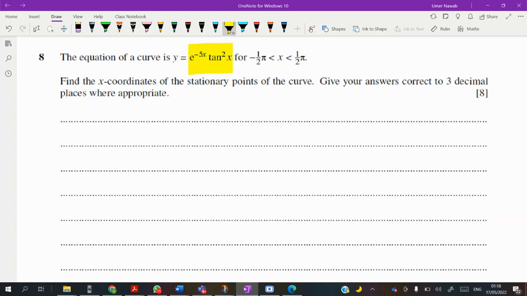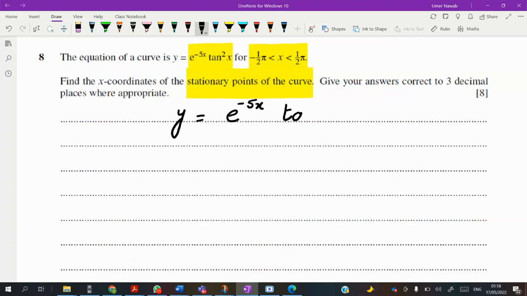Now I have another question which is related to stationary points, but you can see it's the application of the product rule. Your values of x are from minus pi by 2 to pi by 2. He says that you need to solve this question for stationary points. That means I need to put dy by dx equal to 0 to get the value of x.